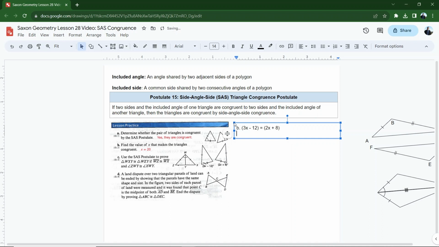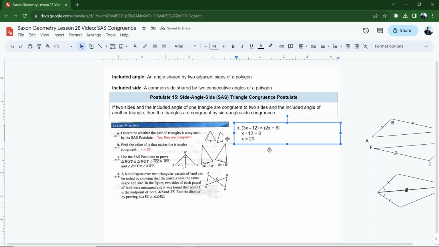Okay, now I'm going to subtract 2x from both sides. That's going to give me 1x on the left minus 12 equals 8. Now I'm going to add 12 to both sides. That's going to give me x equals 20, and that's how we got our answer.